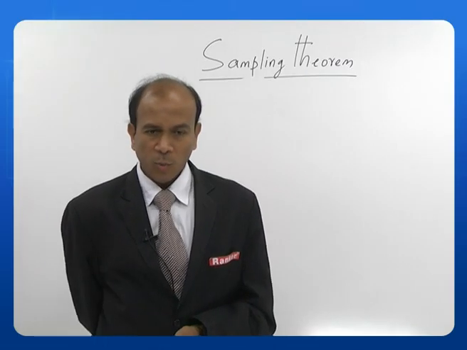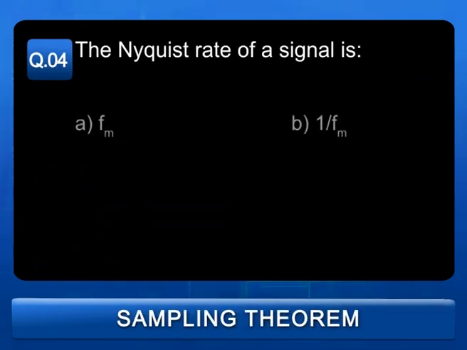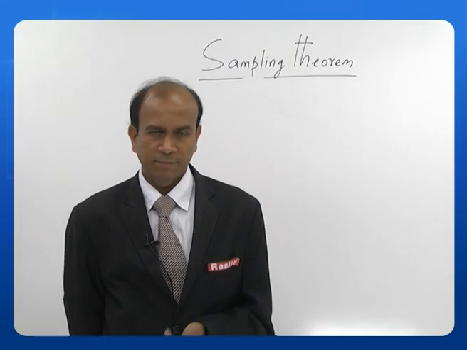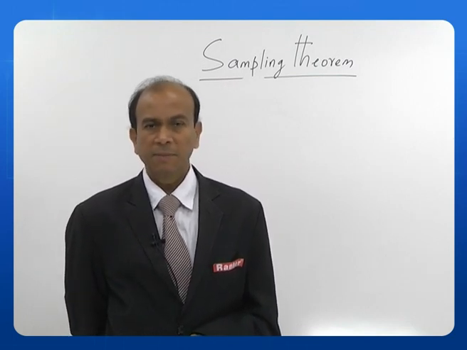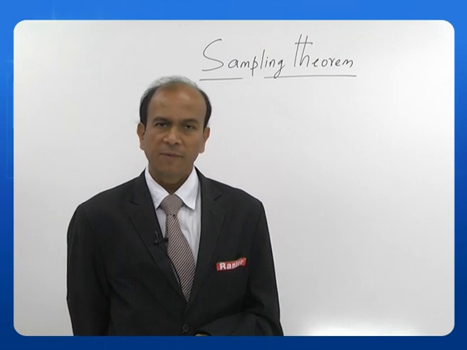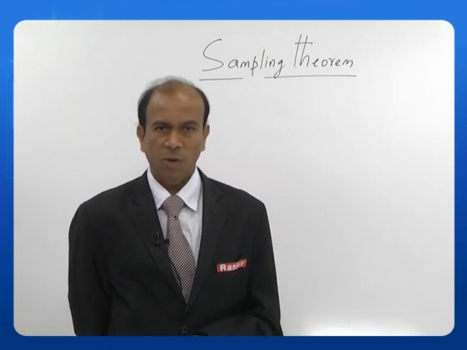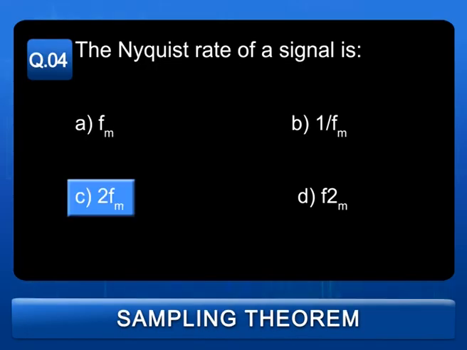Let us look at the fourth question. The Nyquist rate of a signal is A. FM, B. 1 by FM, C. 2 FM, and D. F square m. So, the answer is C, that is 2 FM. Here FM is the maximum frequency of the given signal. So, it should be twice that, 2 FM. Okay. So, the answer is C.